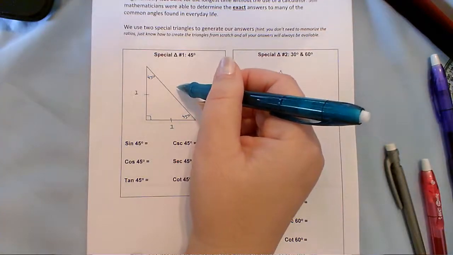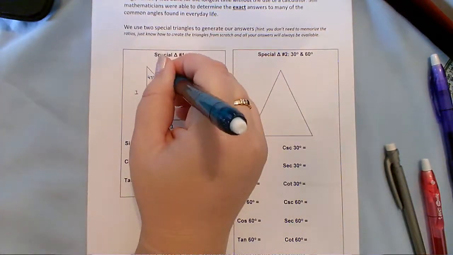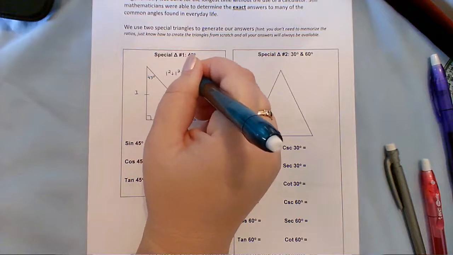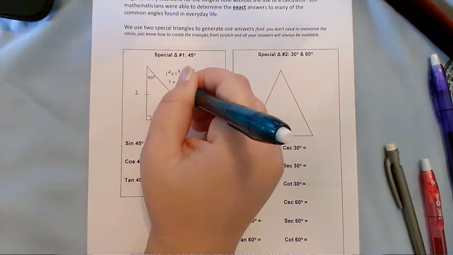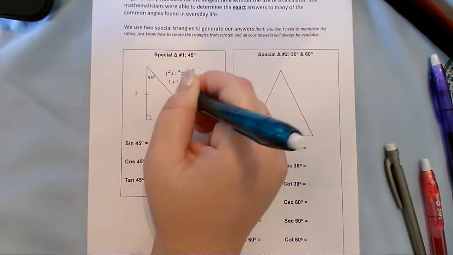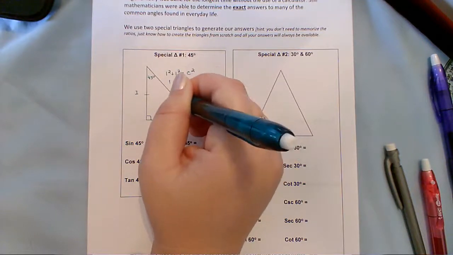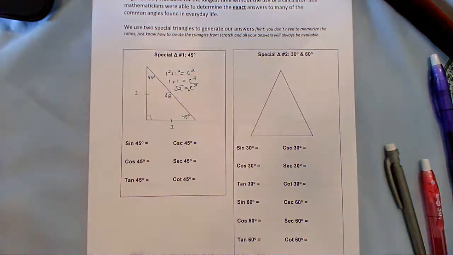All we're missing is the hypotenuse, and you already know how to find the hypotenuse. So 1 plus 1 equals c squared, 2 equals c squared, but we don't want c squared, so we square root. So this is root 2. Notice it's left as root 2. It's not called 1.4 blah, blah, blah, blah, blah.